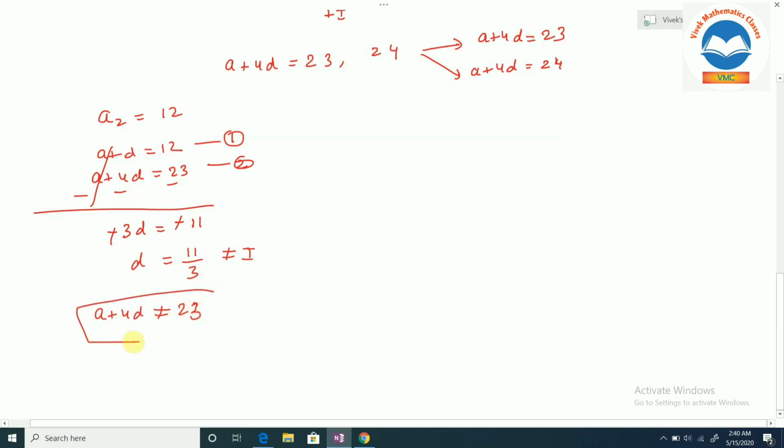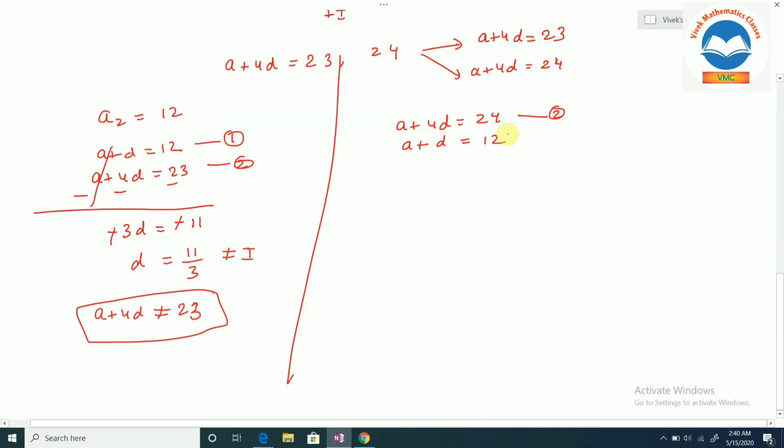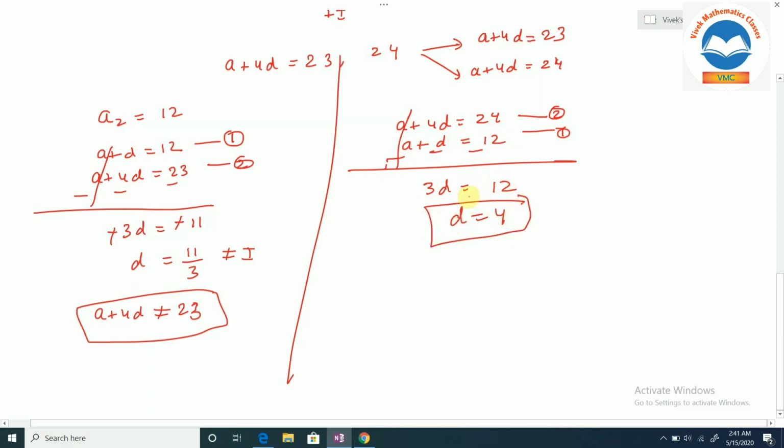Okay, so we will check for the next. Let's say I will take a plus 4d equal to 24. This is our equation number 2, and the first equation we got as a plus d equal to 12. Subtract this. The minus signs cancel out. We will get 3d equal to 12. The d value will be 4. The d value we are getting is 4.